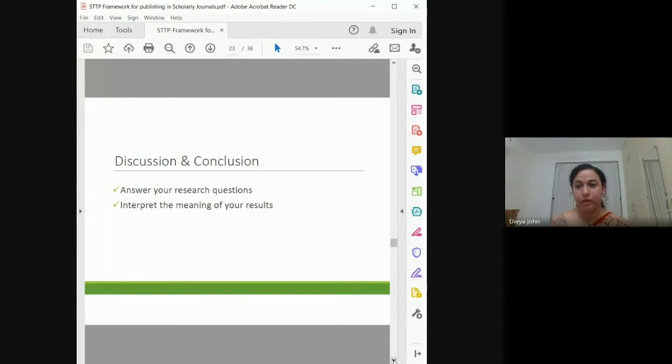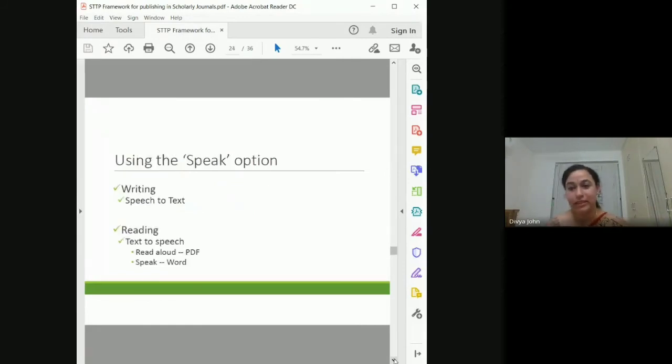Something that some of us are not aware of is that we don't answer the research question that has been asked. This is the place where you have to actually answer your research question according to the findings that you have got. So something that you have to keep in mind is answering the research question in the discussion section.